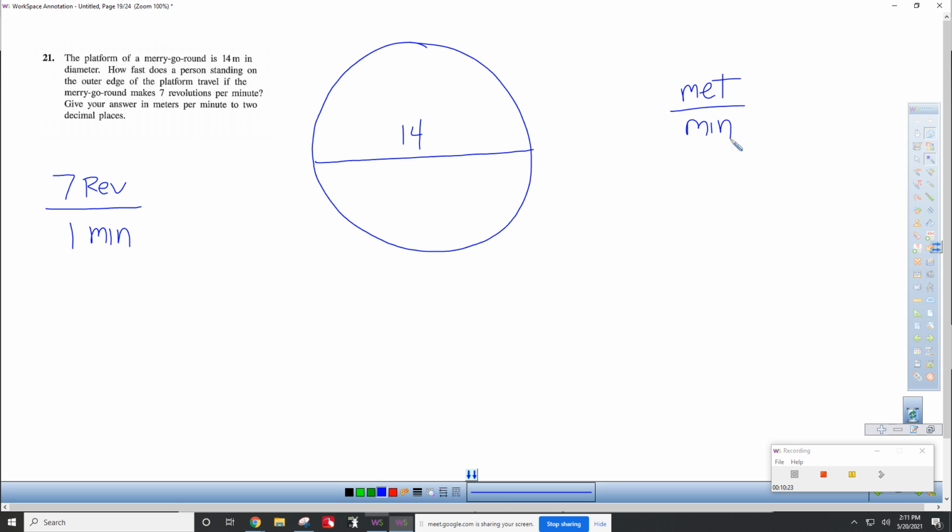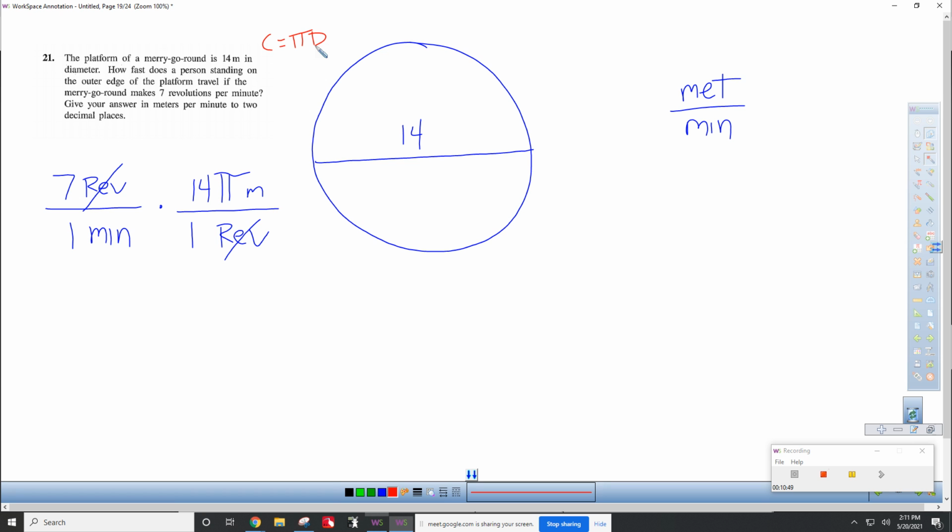Okay, so we have revolutions per minute. We need to turn it into meters per minute. This is called factor labeling. 1 revolution, see, that's going to cancel the revolutions. How far do we go in 1 revolution? Well, that's 14 pi meters, the full circumference of a circle, since circumference is pi d. Now we're in meters per minute. That's all we had to do.